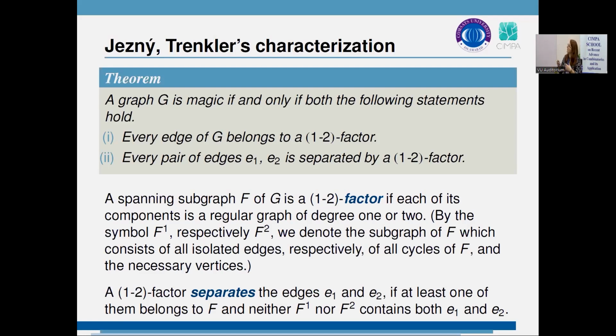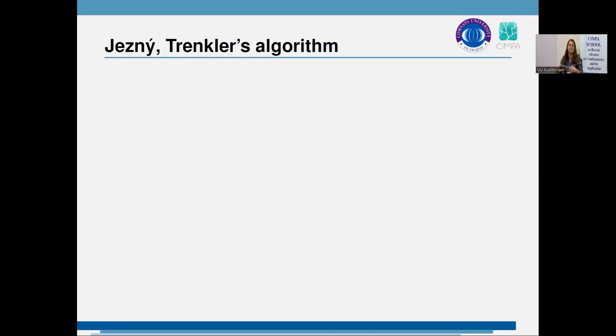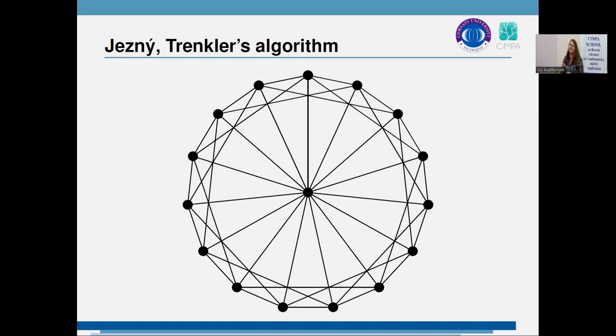And how to use this construction to find a magic labeling of any graph, if it exists. If the labeling for a given graph does not exist, you will not be able to find it. Okay, so we will do this now.